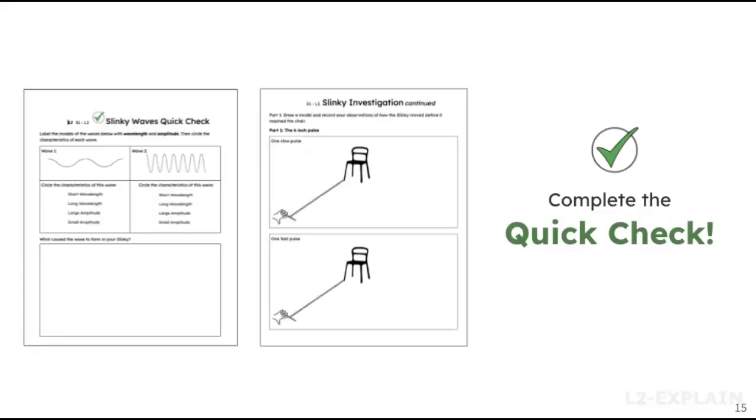You'll also provide time for students to revisit their investigation and check their Slinky model, ensuring that they have labeled amplitude, peaks, wavelength, disturbance, and energy transfer in their Slinky Investigation student journal page. You'll then have students complete the Slinky Waves quick check.